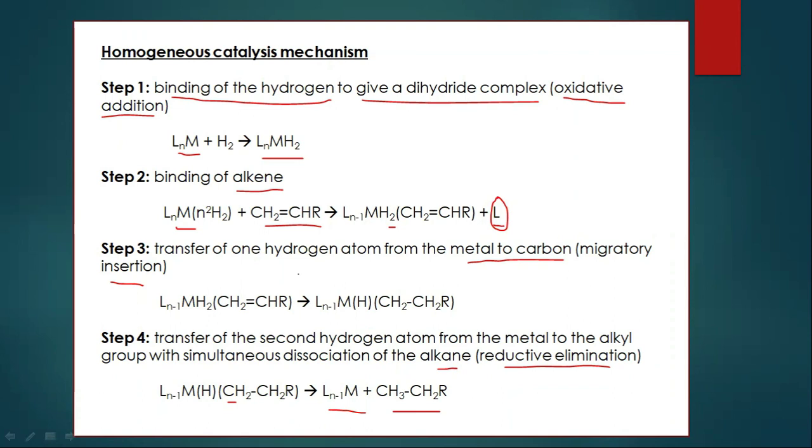In step 3, the transfer of one hydrogen atom from the metal to carbon is migratory insertion. One hydrogen has added across the C double bond C, and one hydrogen is still interacting with the metal center. In step 4, the transfer of the second hydrogen atom from the metal to the alkyl group with simultaneous dissociation of the alkane. During this step, the hydrogen is transferred and the alkane is released from the metal catalyst. That is reductive elimination, because both a reduction step and an elimination step are taking place.